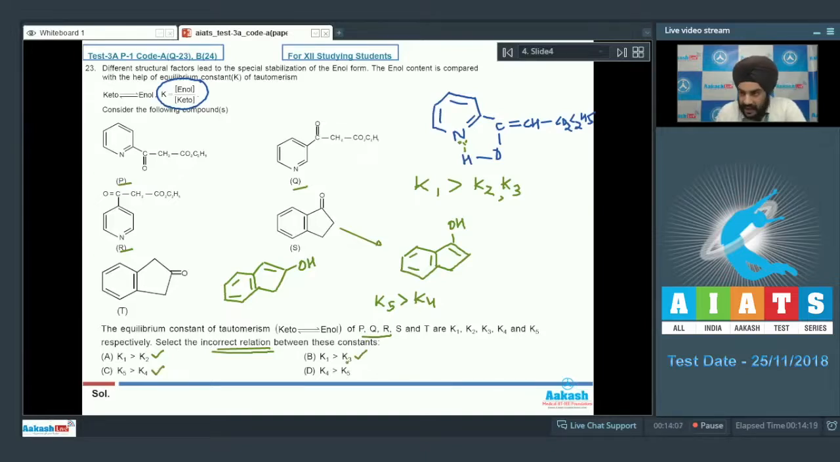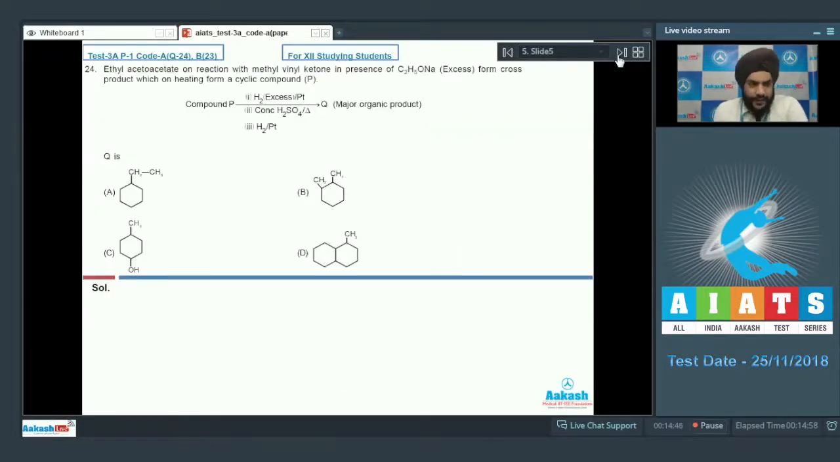So the incorrect relation among these must be the fourth option, as we have already seen that K5 is greater than K4 due to extended conjugation. So students, we have to mark option D as the correct answer to our question. Let us look at question number 24 now.